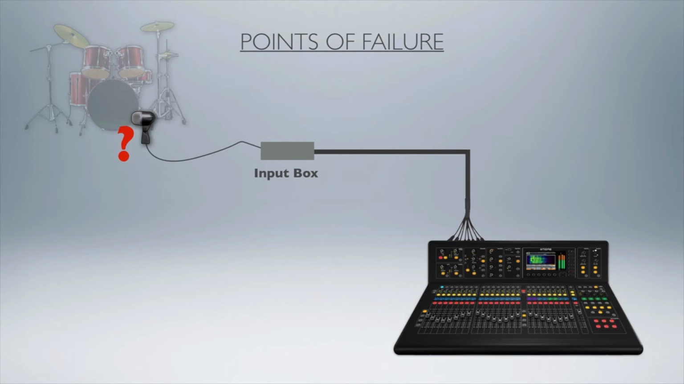Now, once you know that that's a good microphone, and if it's a condenser mic it has power and it's all good, then you move on and say, how's that cable? Is that cable connected correctly from the microphone into the input box? Is it plugged into the right input on the input box? And then, and only then, you move on to that snake that goes out to the console. And then you look at the back of the console and say, is that plugged in correctly?